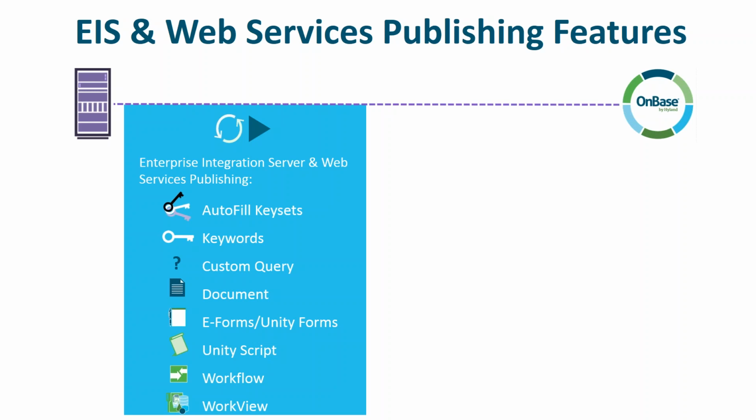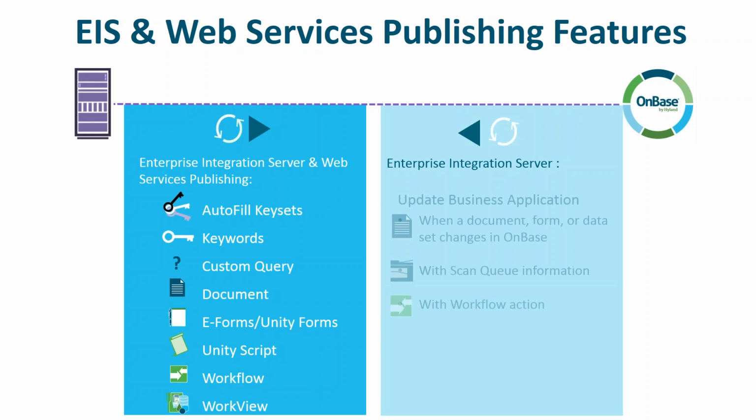So somebody does something in that system. Frequently, I think we have examples from PeopleSoft where somebody might update some employee information, and we want that data to be reflected in OnBase. So upon updating that information, we call out to OnBase and say this information has changed. All of that is available with both EIS and Web Services Publishing.